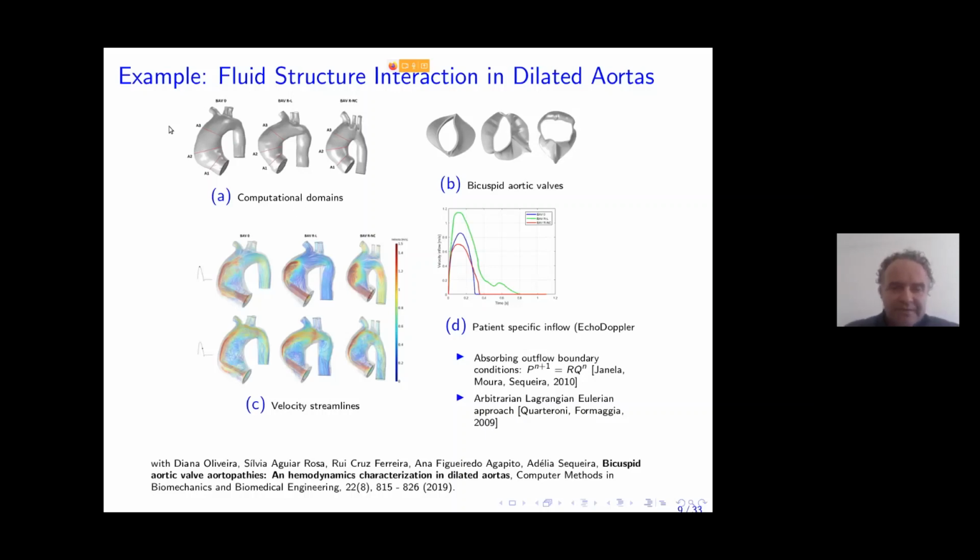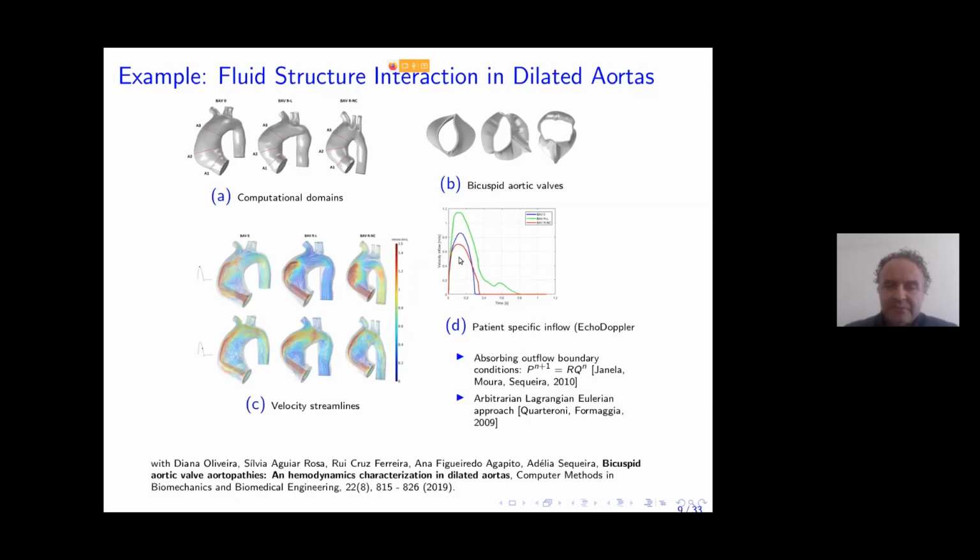So from the medical images that Sílvia gave us, we managed to build several computational representations of it. These are just 3 examples. Then Diana did a very exhaustive work to try to represent exactly how the bicuspid valves were. So these are based on patients' medical images. These valves were considered fixed, although they have some movement here.